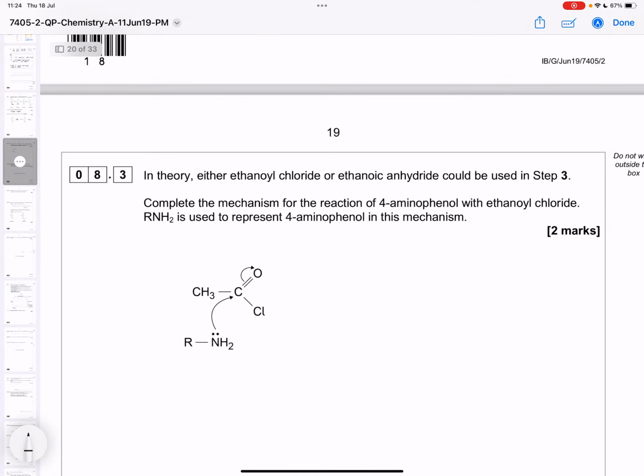In theory, either ethanoyl chloride or ethanoic anhydride could be used in step 3. Complete the mechanism. We're showing the phenol as an R group. So the double bond has opened up to become a single bond. The electrons have been moved on to the oxygen. So we've got a lone pair. Chlorine hasn't done anything. The N of the amine has attacked and so lost its lone pair.